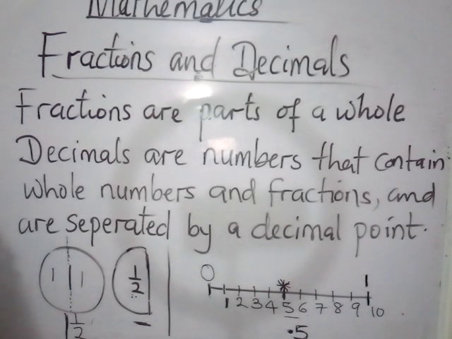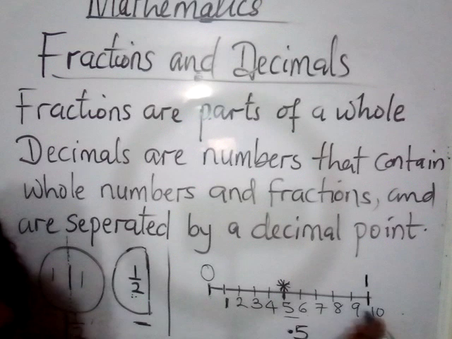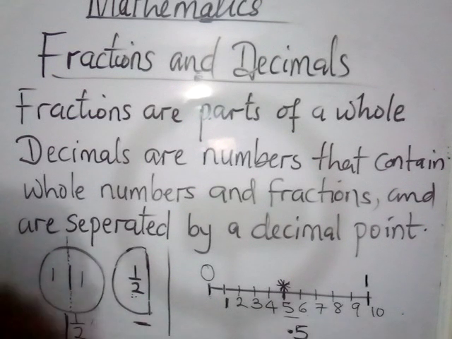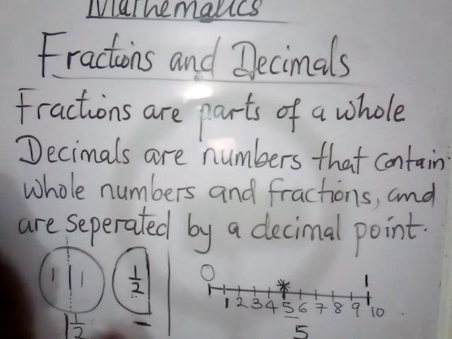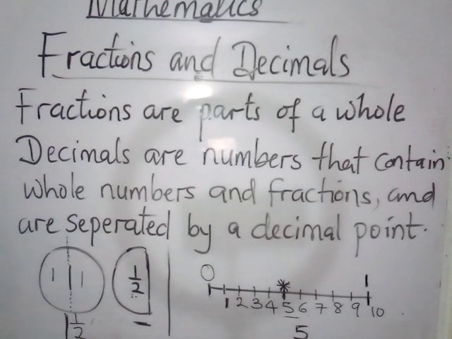Now remember, we said that decimals are numbers that contain whole numbers and fractions. Fractions are less than 1. And remember, all these numbers here are less than 1, so they are fractions. So if we are picking out 5 here, that means 5 is a fraction. Okay, let me leave this out first. So they are whole numbers and fractions, and they are usually separated by a decimal point.